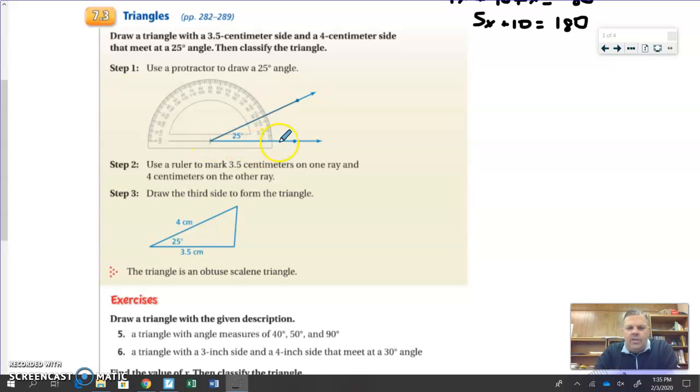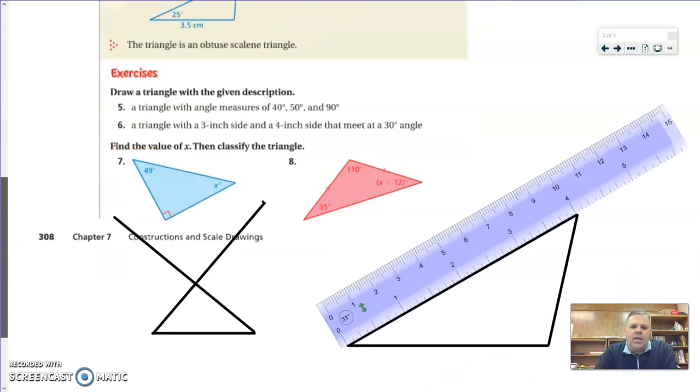So what we have done here is this is a 3.5 centimeter side. We drew a 25-degree angle in here, and then we connected that with a 4 centimeter side. In order to make that true, we then make it a triangle by connecting these two dots, and then we have a 3.5, a 4 with a 25-degree. This is going to be an obtuse because this side will be bigger than 90, and obtuse scalene because that is the case.